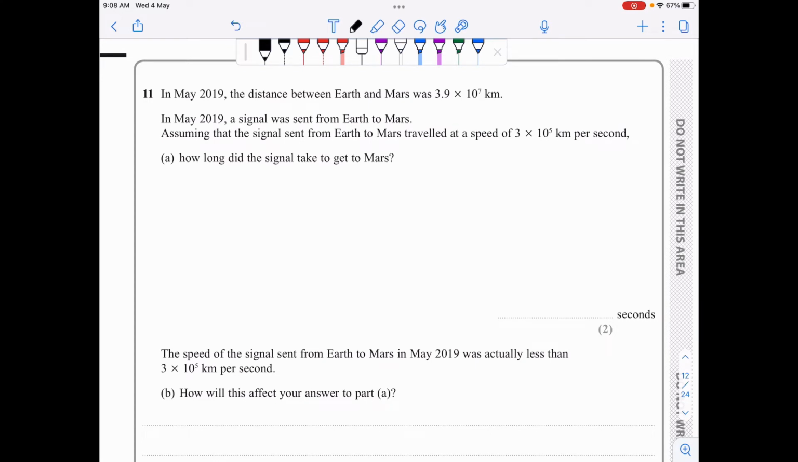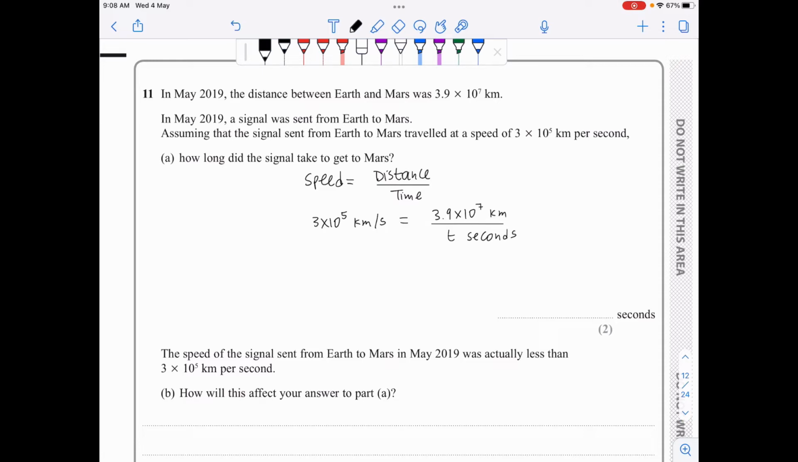11, in May 2019, the distance between Earth and Mars was 3.9 times 10 to the 7 kilometers. And we have sent a signal from Earth to Mars, traveling at a speed of 3 times 10 to the 5 kilometers per second. How long did the signal take to get to Mars? Now we know that speed is distance over time. We have the speed, which is 3 times 10 to the 5 kilometers per second. It's a good idea to include the units. The distance is 3.9 times 10 to the 7 kilometers. And I want to find the t in seconds.